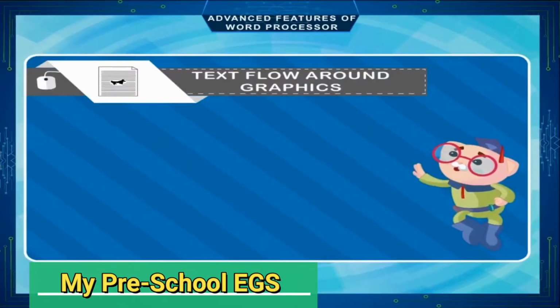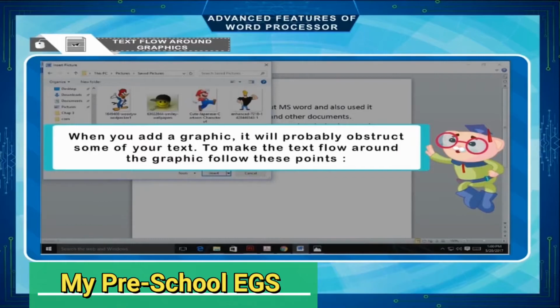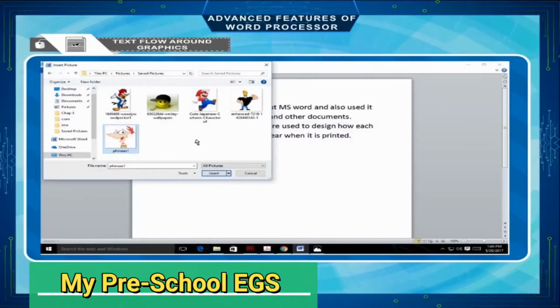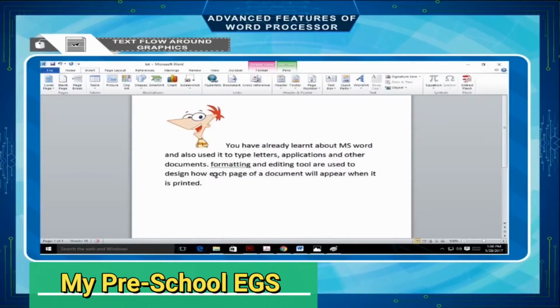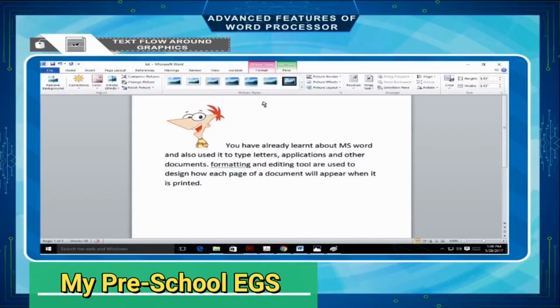Text flow around graphics. When you add a graphic, it will probably obstruct some of your text. To make the text flow around the graphic, follow these points. As soon as you click on a graphic, a Format ribbon tab appears at the top of the screen. Click on the Format ribbon tab. Click on the Wrap Text button. Select a position for the graphic relative to the text around it. For example, if you would like the text to wrap around the contours of the graphic, select Tight.